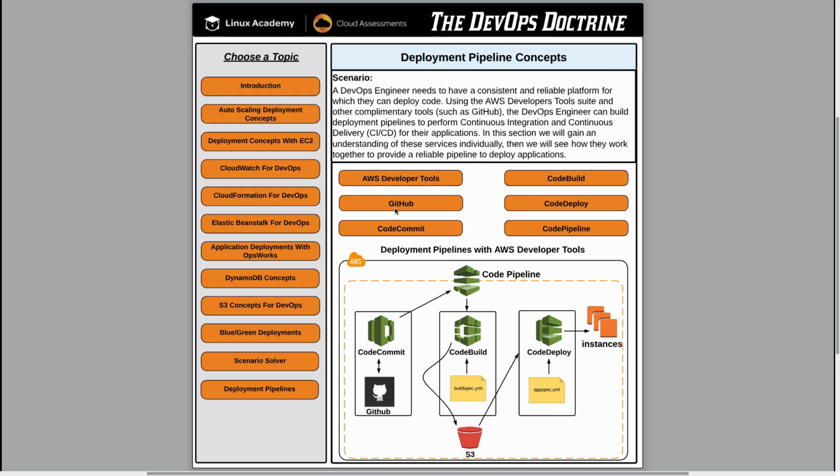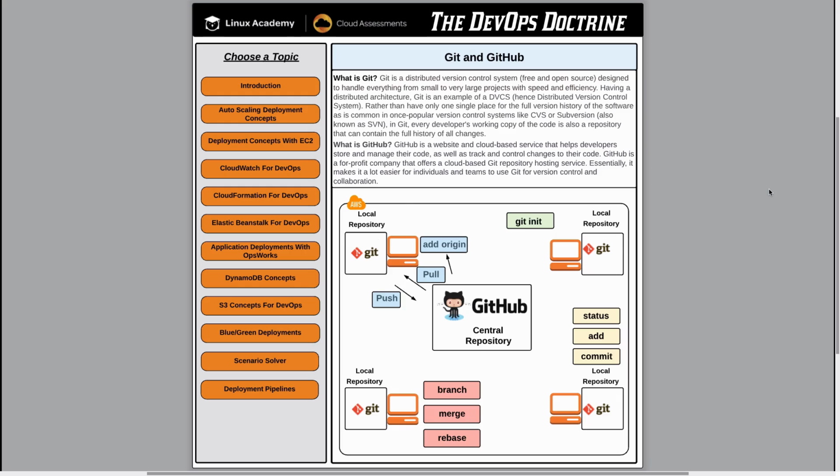I'm going to click on my GitHub button. All right, now you may be a little bit surprised to know that GitHub and Git are not exactly the same thing. So what is Git? Git is a distributed version control system, free and open source, designed to handle everything from small to large projects, having a distributed architecture. Git is an example of a DVCS, Distributed Version Control System.